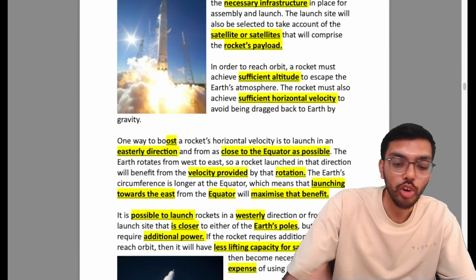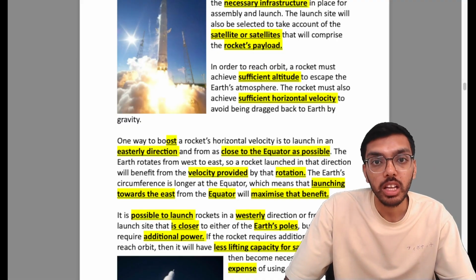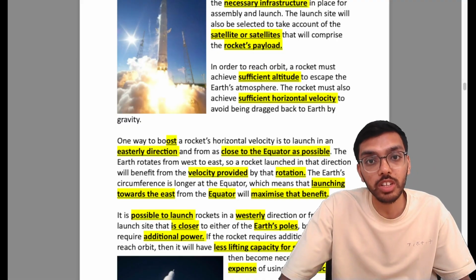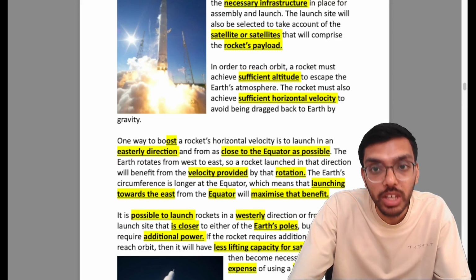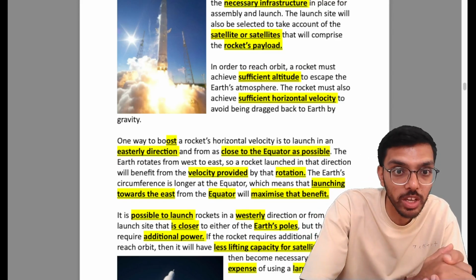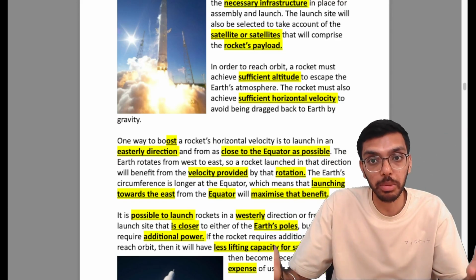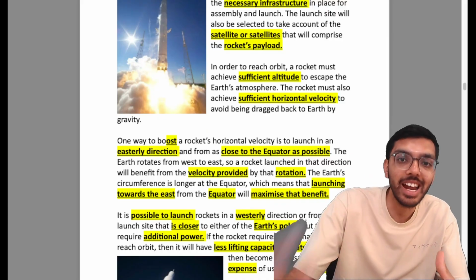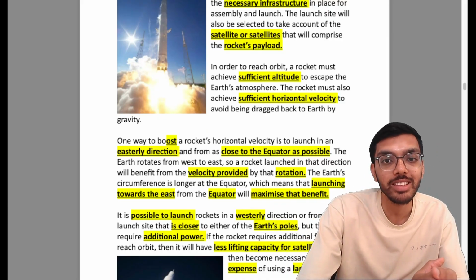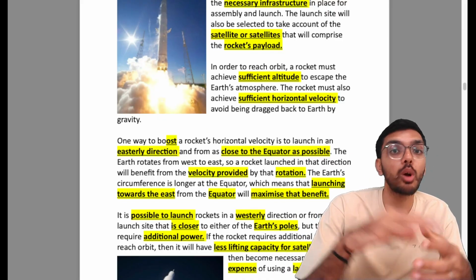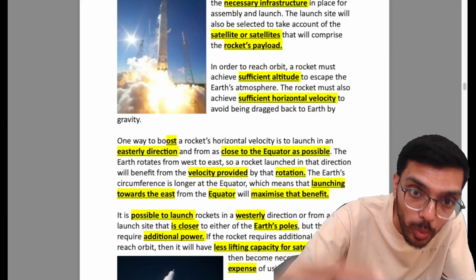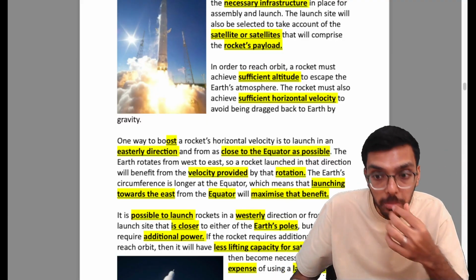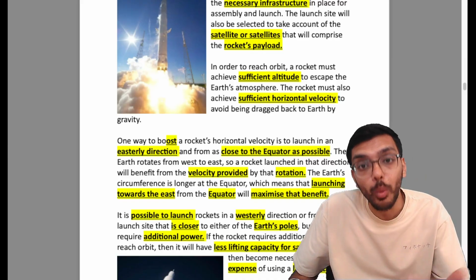Next, rockets require launch sites, launch infrastructure. You can see the image over here. You'll need the whole launch setup in place. The launch site will also be selected to take account of the satellite or satellites that will comprise the rocket's payload. What satellite is going to be included within the rocket is also an important part of the discussion of where to launch from.